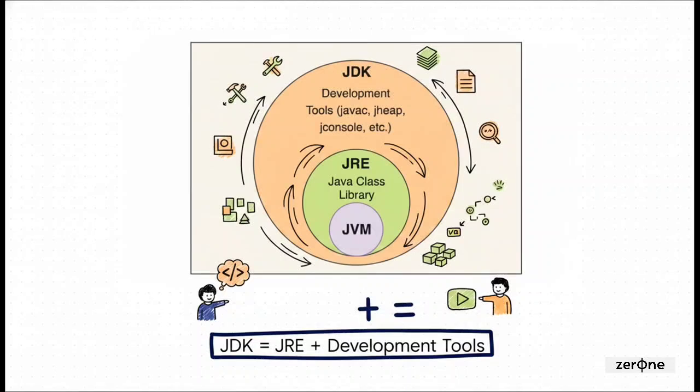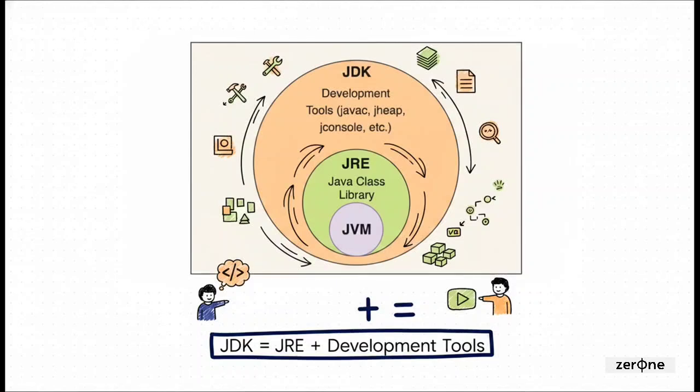Enclosing that is the JRE, the Java Runtime Environment, which basically adds the Java class library to the JVM. And then, enclosing everything, is the JDK, the Java Development Kit. So the really crucial takeaway here is this simple equation. The JDK equals the JRE plus your development tools. If you're an end user and you just want to play a Java-based game, you only need that middle layer, the JRE, to run it.